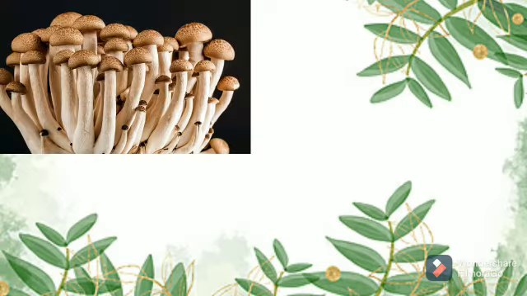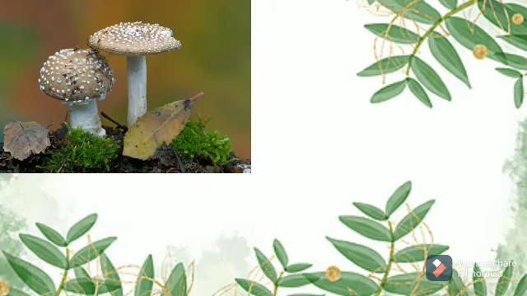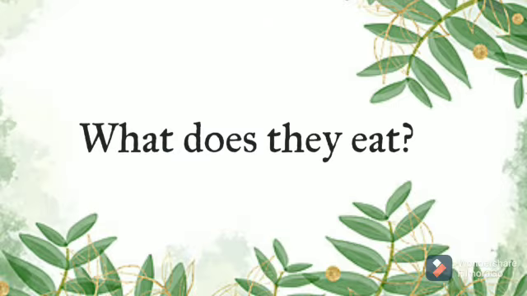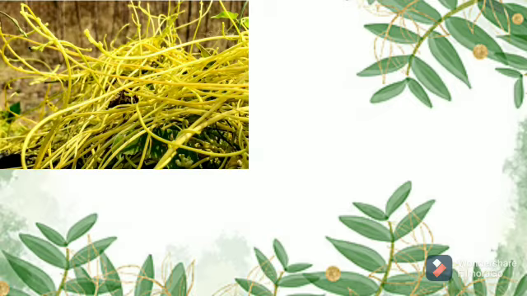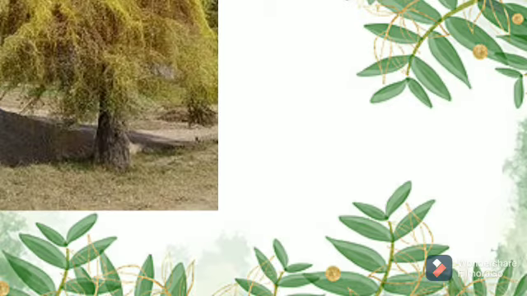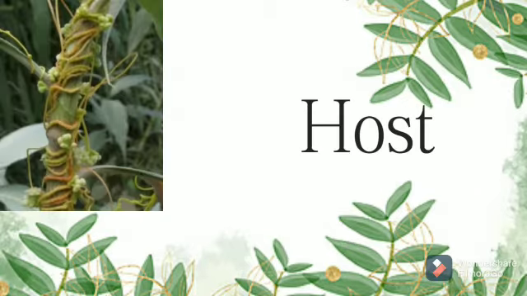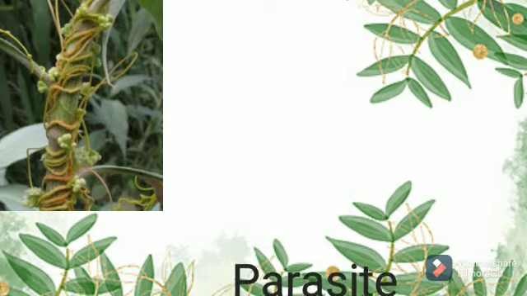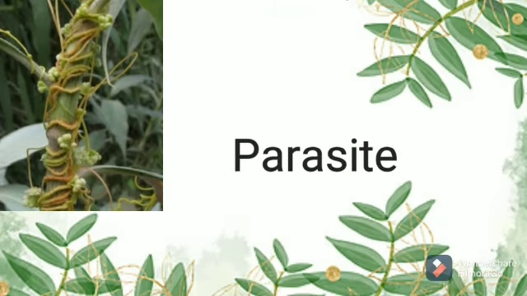There are a few more plants which don't use the process of photosynthesis and don't even take nitrogen. So what do they eat? If you observe one of these plants, like amarbel, it spreads on a tree and takes the nutrition from it. That tree becomes weak and is known as the host, and the amarbel is known as the parasite at that time.